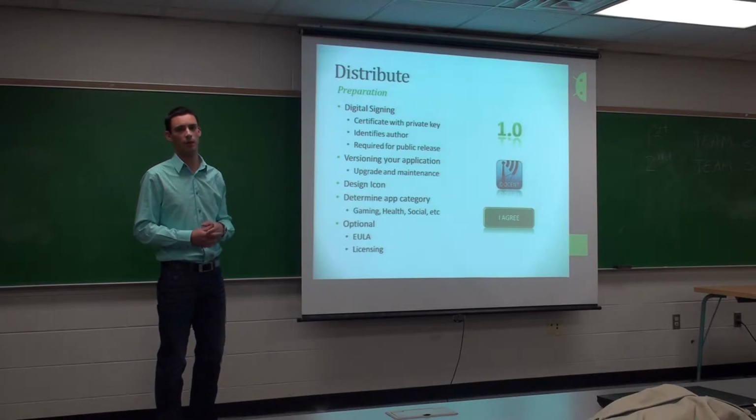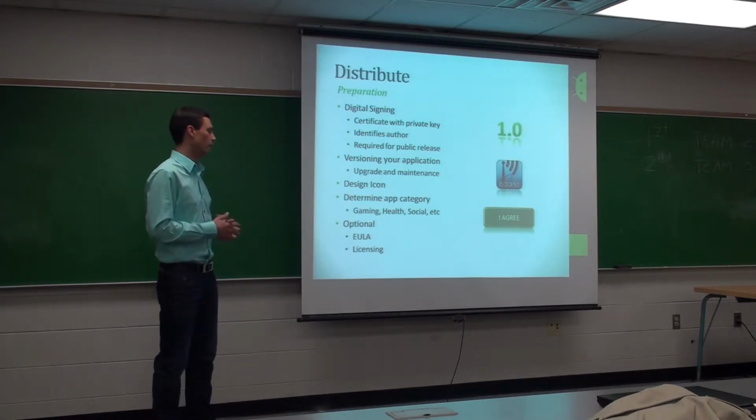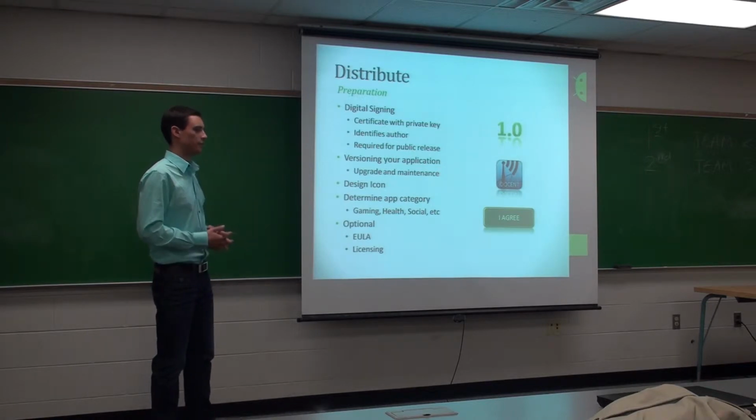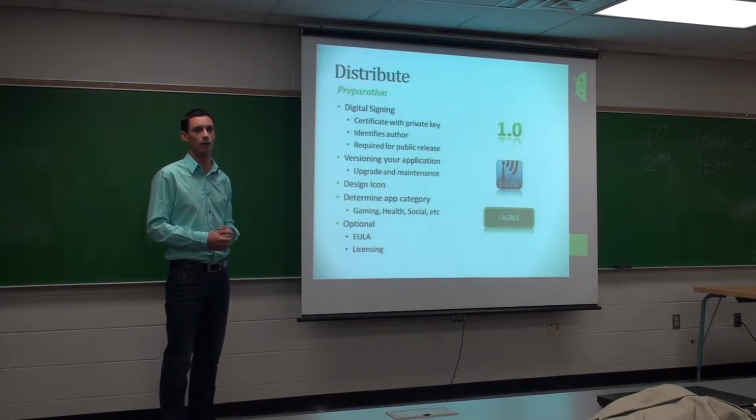Next, determine an app category. Is it going to be a game? Is it going to be for health? Is it news, etc.? And then some optional things to consider are an end-user license agreement. All of us have seen this when we're installing software on our computers and we almost hit agree in order to use the application. This is something we might want to consider.